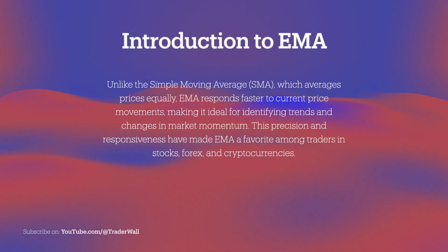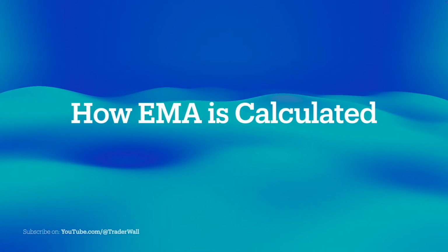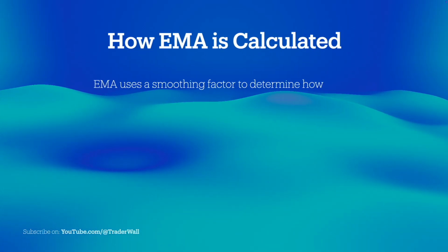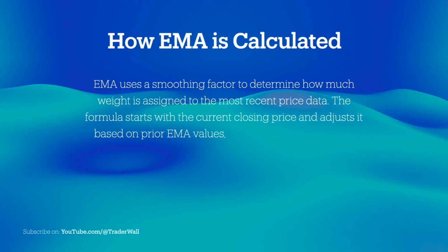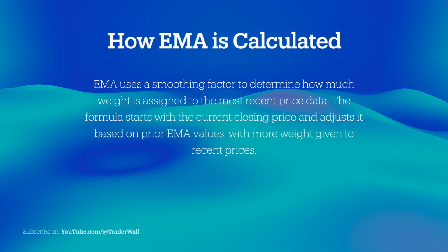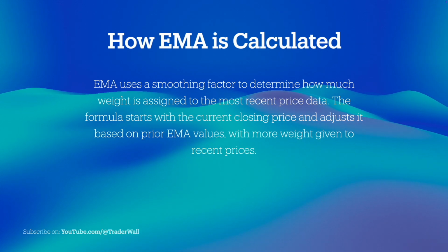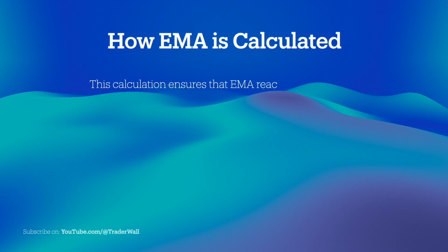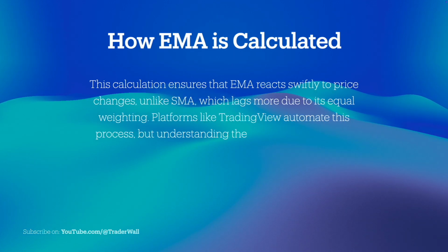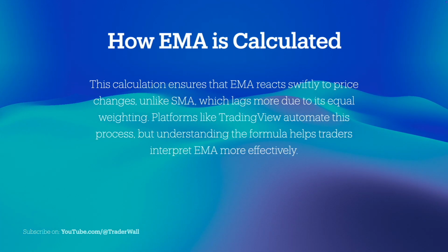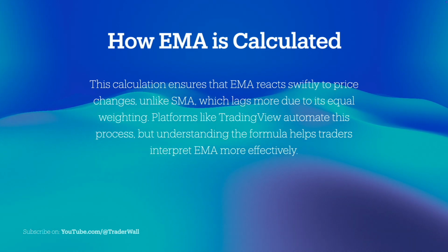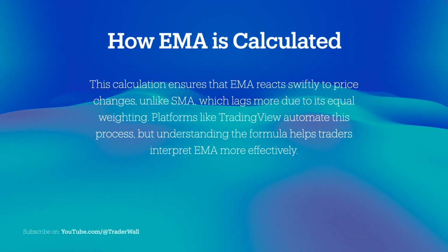How EMA is calculated. EMA uses a smoothing factor to determine how much weight is assigned to the most recent price data. The formula starts with the current closing price and adjusts it based on prior EMA values, with more weight given to recent prices. This calculation ensures that EMA reacts swiftly to price changes, unlike SMA, which lags more due to its equal weighting. Platforms like TradingView automate this process, but understanding the formula helps traders interpret EMA more effectively.